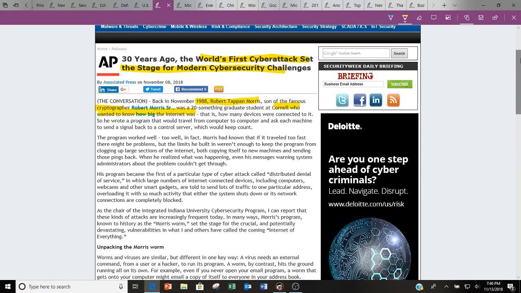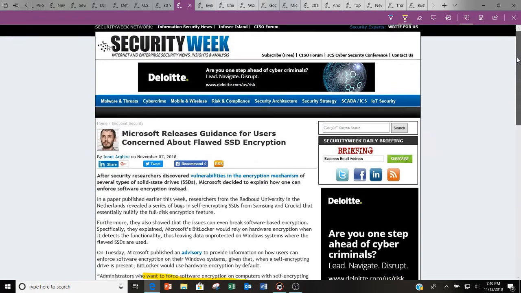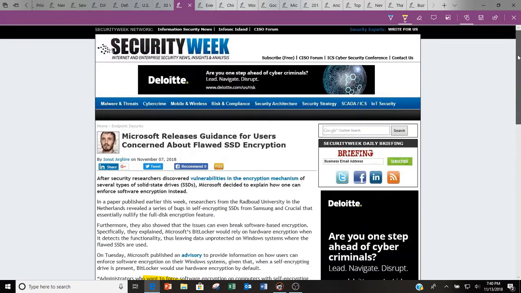So November 8th was the 30th anniversary of one of the first known cyber attacks, and it wasn't really a deliberate one. It was a guy named Robert Morris who wanted to figure out how big the internet was. He was a student at Cornell at the time. He wrote a routine, and it got out of control and brought down the internet. I don't remember much more about it, but it was the first distributed denial of service attack, or maybe it's just a DDoS attack. Regardless, kind of a date in history.